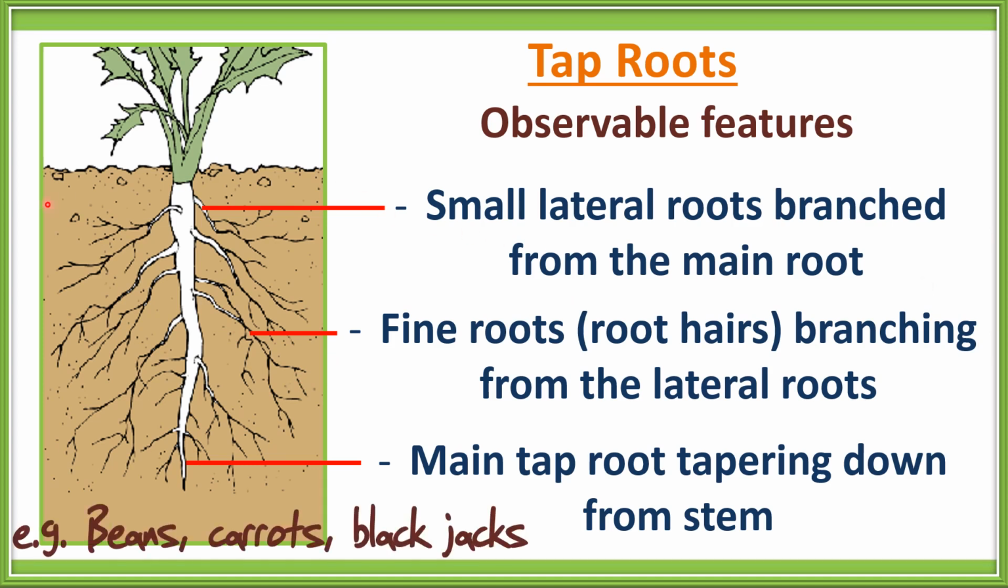For example, these ones with the taproot, we can have the beans, the carrots, blackjack, and so on and so forth. These are dicotyledonous plants.